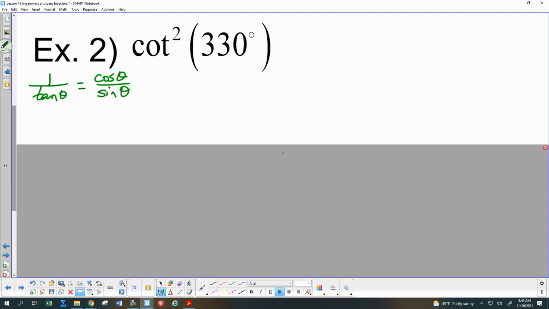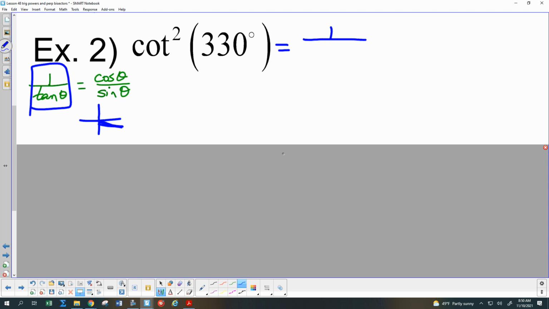So let's figure out where we are with 330 degrees. So this time we're going in the positive direction. So we're still in the 4th quadrant, right? But we're pretty close to the x-axis. So we're not at the top or the bottom. So we're going to do the 1 over tangent for this one, because we're somewhere that tangent is defined.